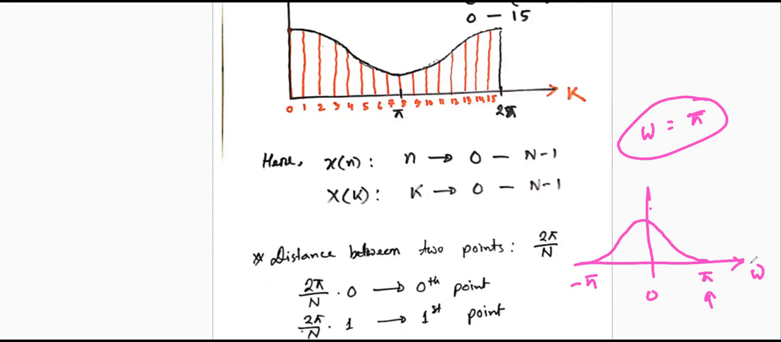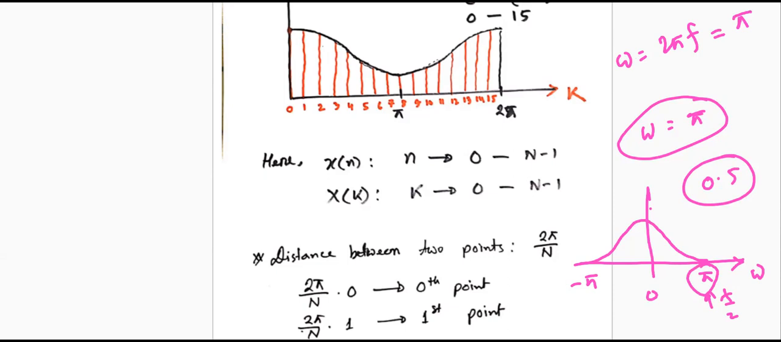0.5. 0.5 what? Actual frequency. What is the relative actual frequency? 0.5 is a relative frequency. That means you are talking about f by fs. Yes. Okay. So any point is related to omega equals twice pi f, small f. I'm talking about what is the actual frequency at omega equals pi. So that means this is equal to pi.